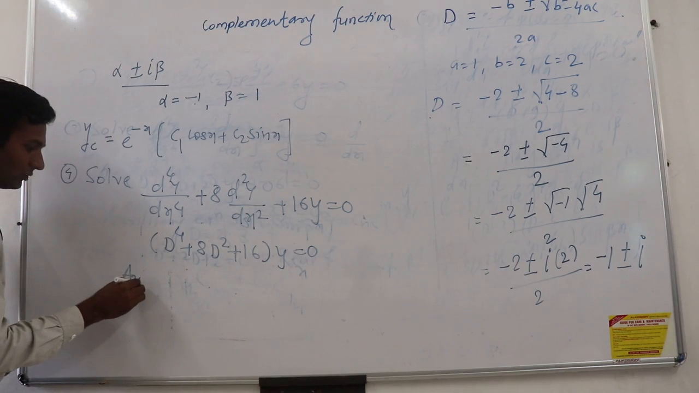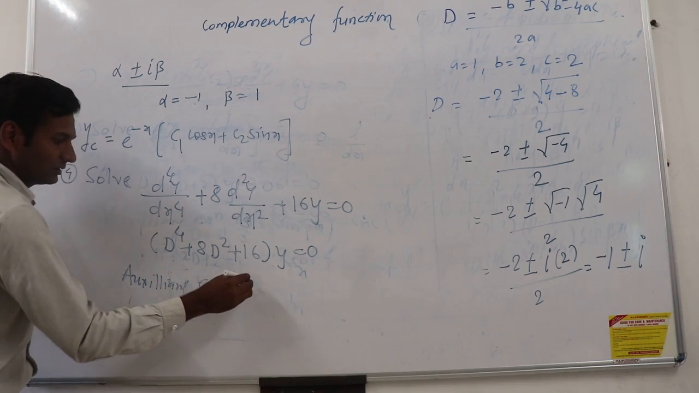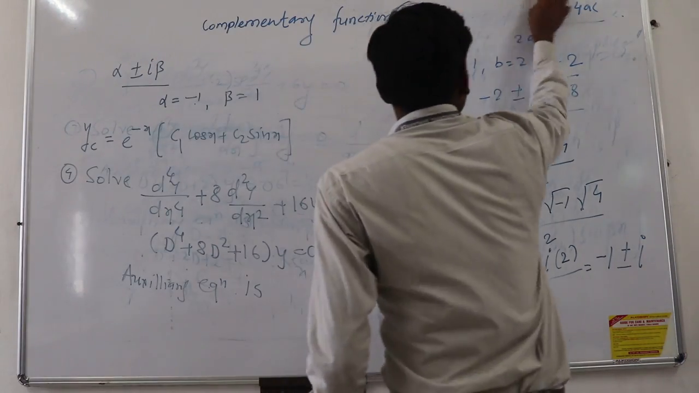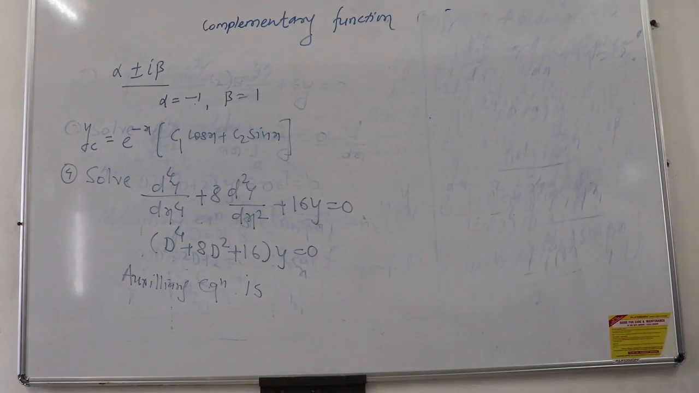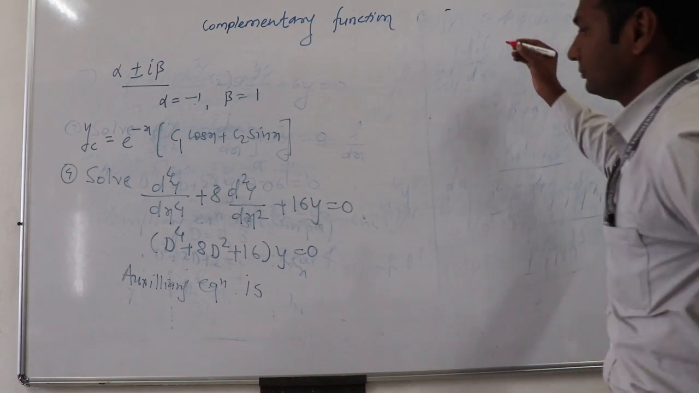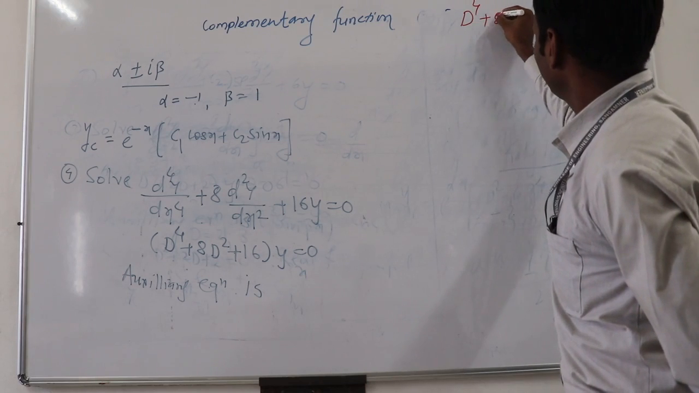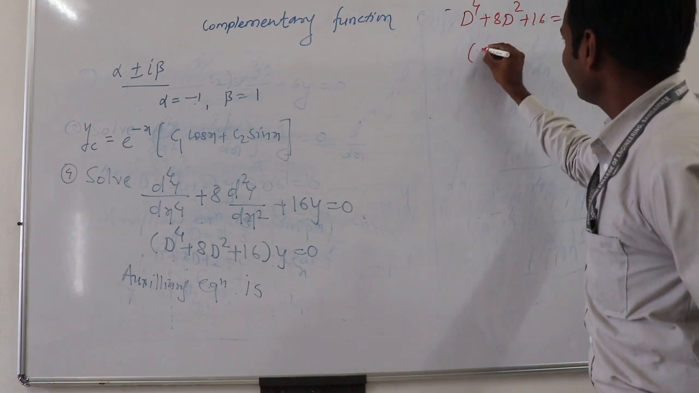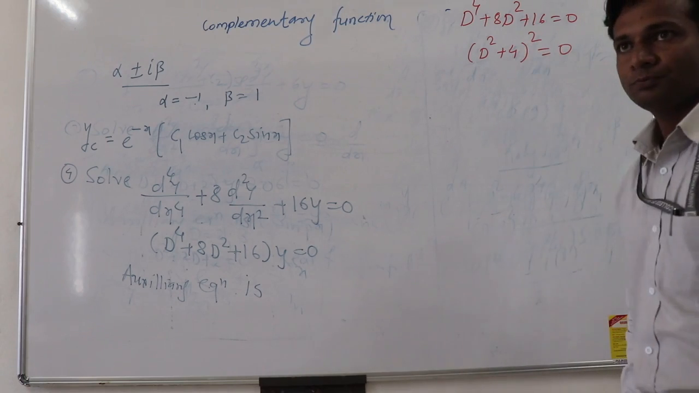Then its auxiliary equation is d raised to 4 plus 8d square plus 16 is equal to 0. Then we write it as (d square plus 4) whole square is equal to 0.